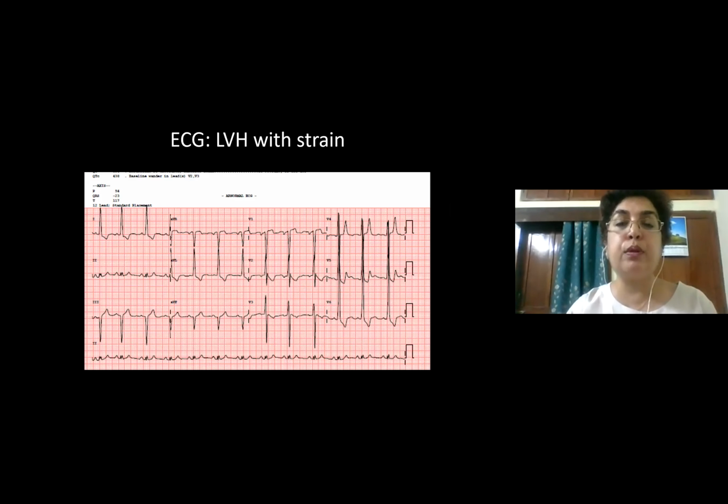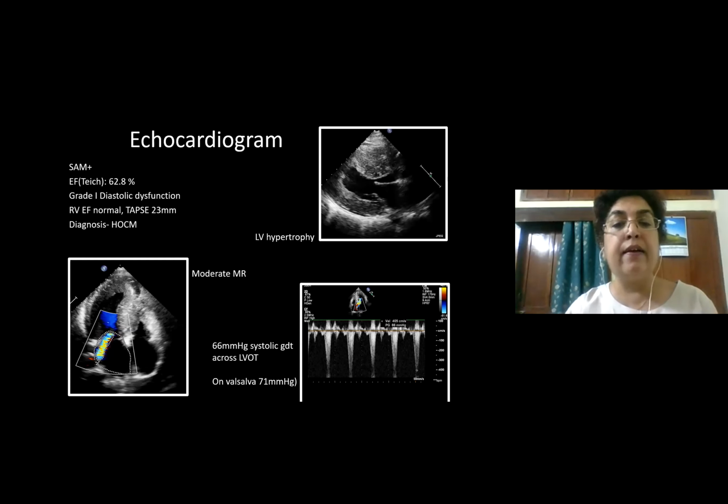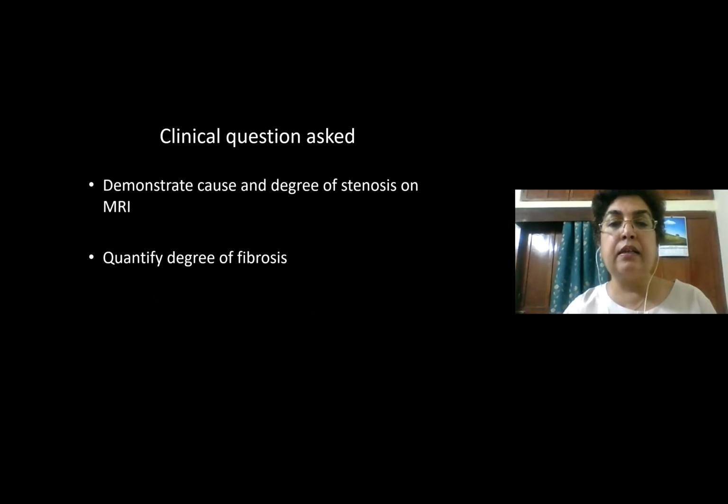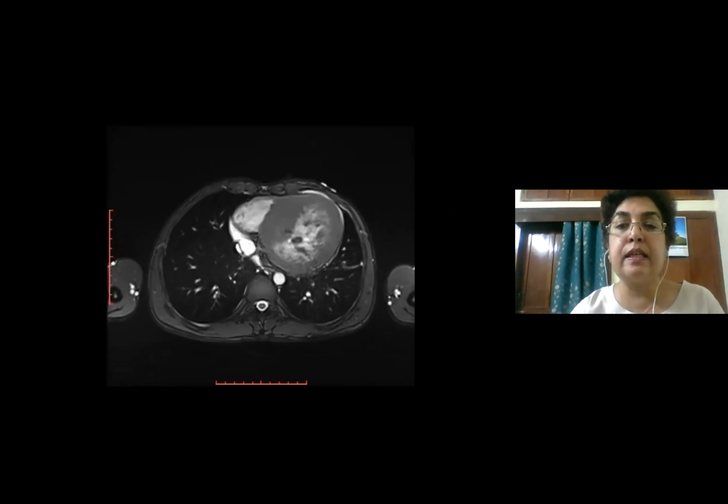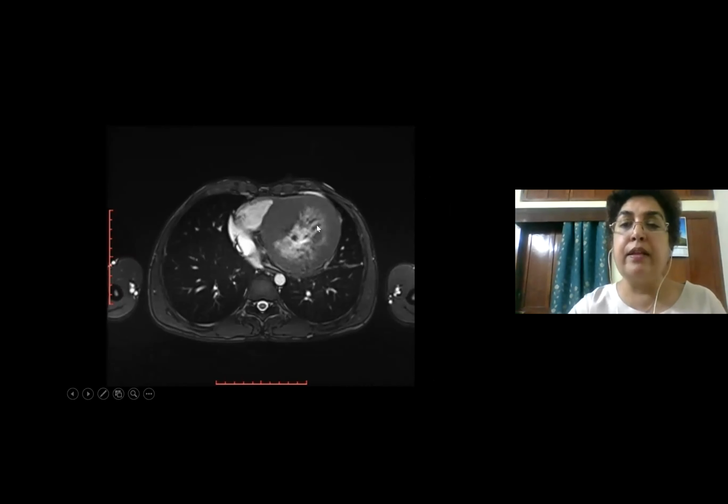Let's move on to this case where the ECG showed LVH with strain. The echocardiogram shows certain findings with LV hypertrophy. The clinical question that was asked is, demonstrate the cause and the degree of stenosis on MRI as well as to quantify the degree of fibrosis. So this is an axial image through the heart, and there is very obvious gross thickening of the septum.